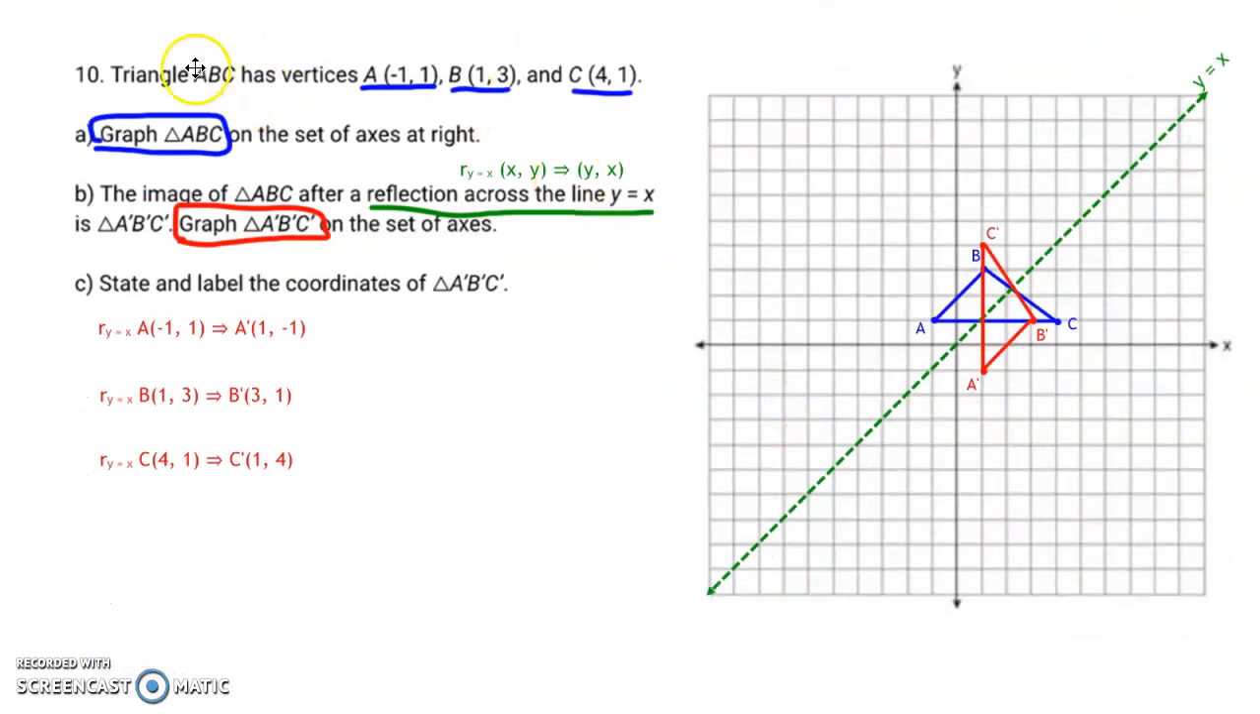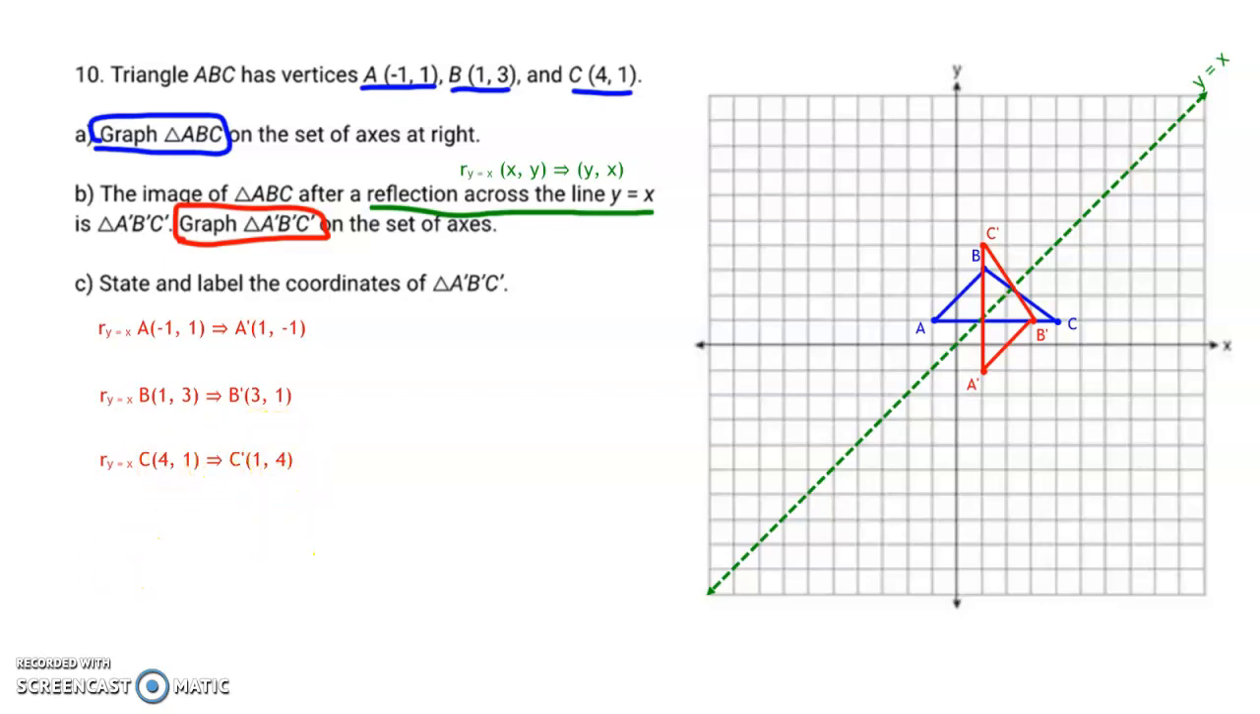For number 10, it gives us 3 vertices. First, it asks us to graph triangle ABC, which I did. Then asks us to reflect across y = x. I don't think you needed to do the graph for this problem. Most of the time it says using the graph is optional, but I did it anyway. I drew the line y = x, and I made the transformation there, which is a reflection. Keep in mind, all I had to do was switch the order. For y = x, (x, y) becomes (y, x). So (-1, 1) becomes (1, -1). (1, 3) becomes (3, 1). (4, 1) becomes (1, 4).